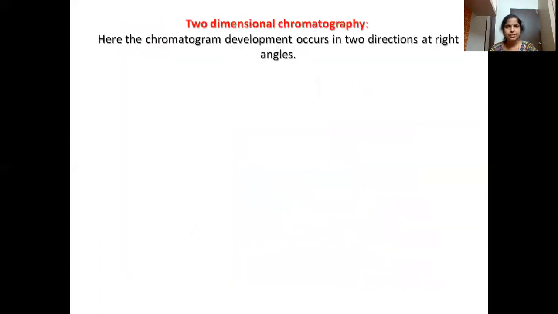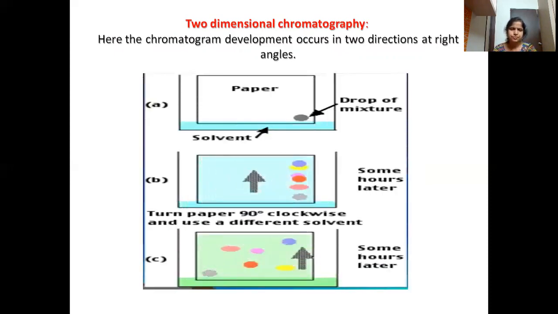Then the last technique is two-dimensional chromatography. It is known as two-dimensional because we perform the chromatography in two directions, which should be at right angles to each other. First, we do the same as regular ascending chromatography, the experiment. So this is the filter paper, Whatman filter paper.